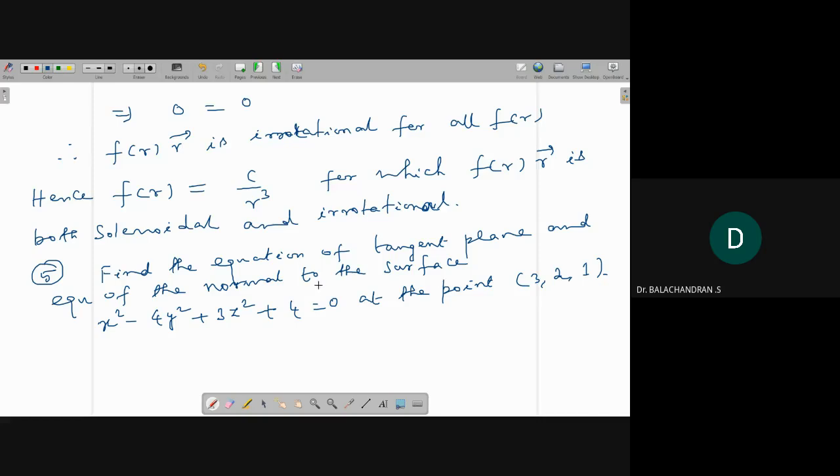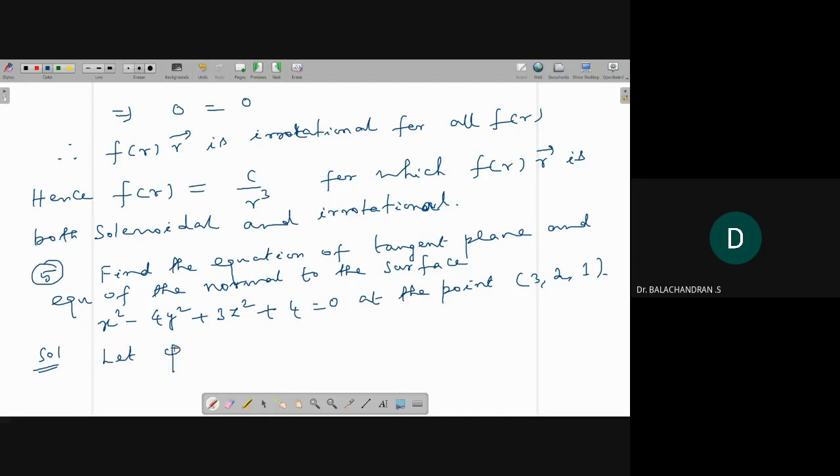So I think you have some basic idea about tangent plane and the equation of the normal to the surface. Maybe you studied it in the plus 1, plus 2 level. So even without my help, you can solve this problem, but anyway, I will discuss it with you here.